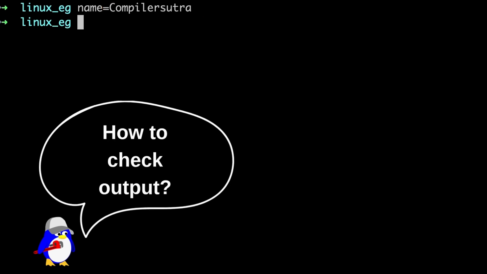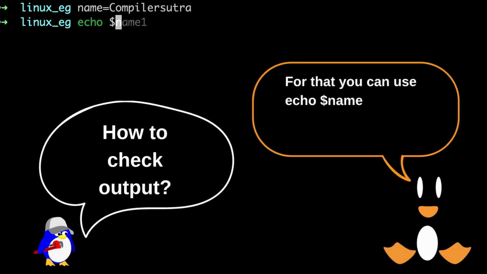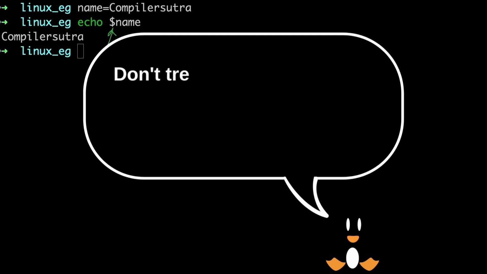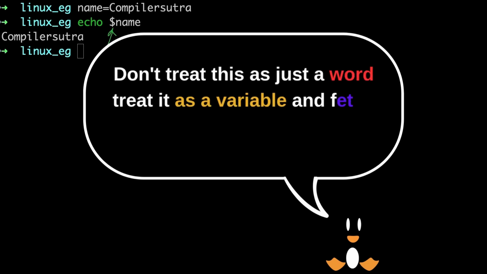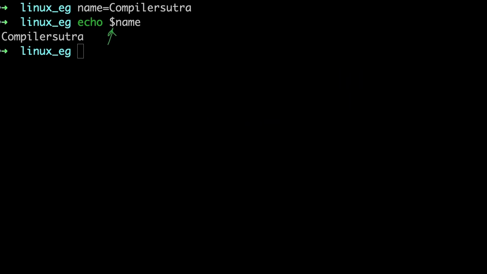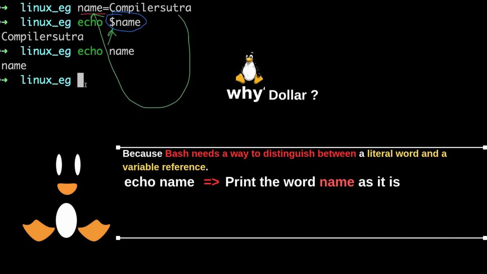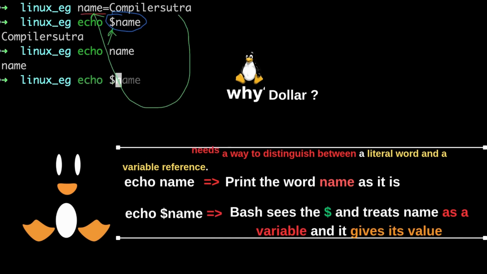How can we see the output of the variable? We just have to write echo $name. When we use a variable, we have to prefix it with a $. Here the $ tells Bash: don't treat this as a plain word, this is a variable and I want its value. When you use echo with $name, the $ gives the value that name contains. If I just write plain echo name, it will print name, because we are telling echo to print the name as a string. But here we have created a variable name which is storing Compilersutra, so that's why we have to write echo $name.